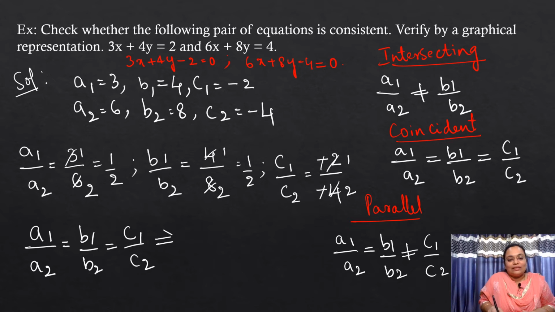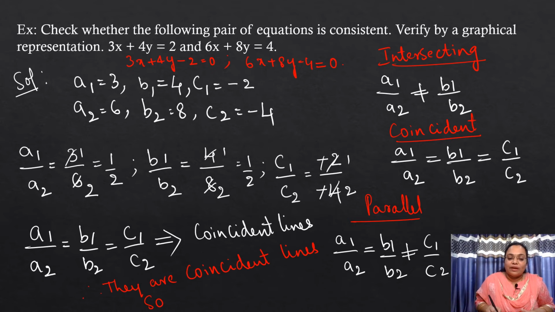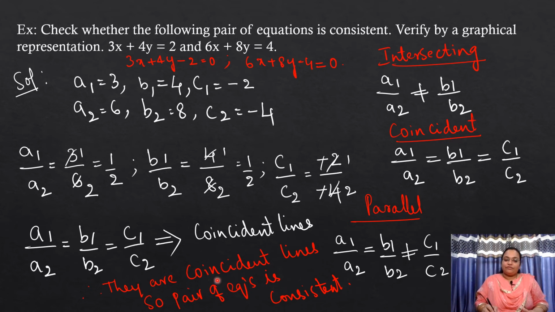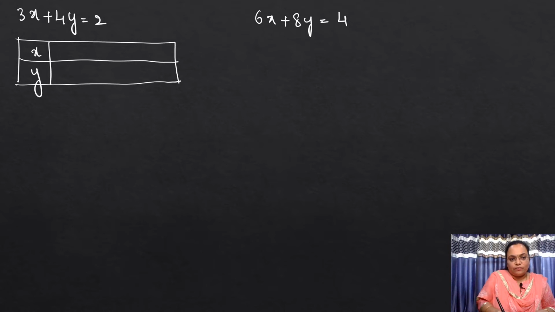Okay. So this is the condition for the coincident lines. So the given pair of linear equations are consistent. Okay. So if they are coincident lines, they have infinitely many solutions. Okay. Now let us verify by a graphical representation, x and y.